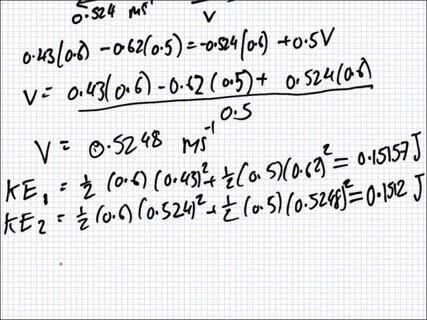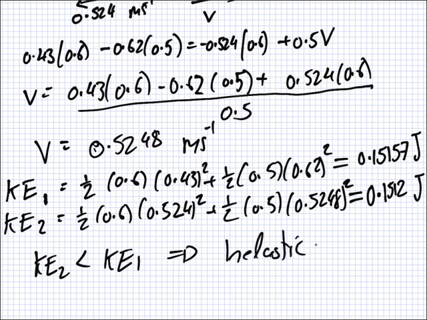So KE2 is less than KE1, which means it is inelastic, but almost elastic. Pretty easy, actually. In fact, if you were to do three significant figures, you'd still get 0.152 and 0.151.